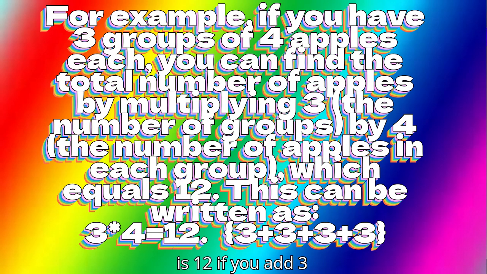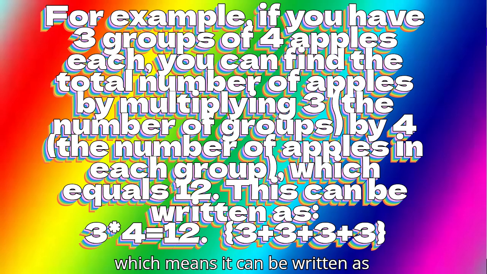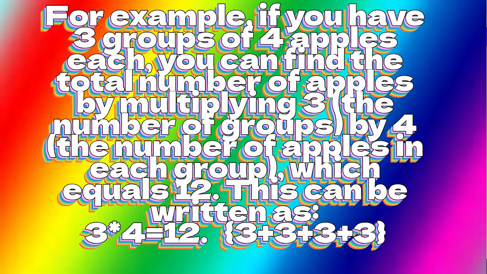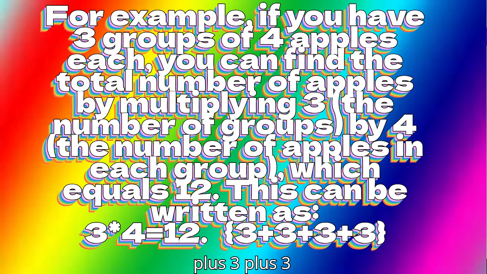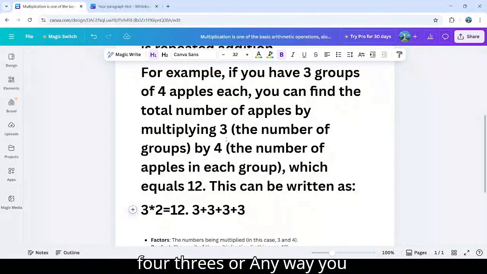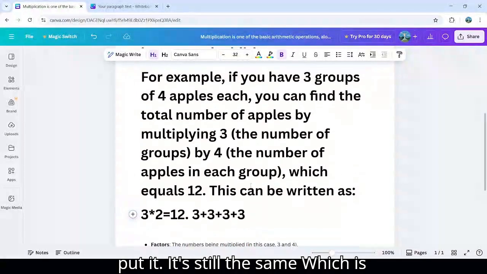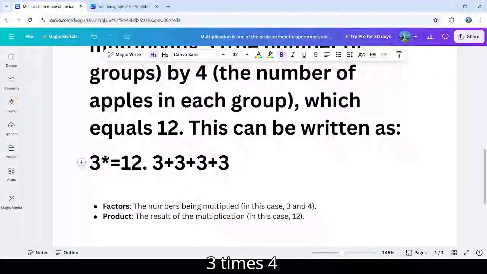It can be written, to expand the multiplication, as 3 plus 3 plus 3 plus 3. 4 threes, or any way you put it, it's still the same. It's still going to be 3 times 4.